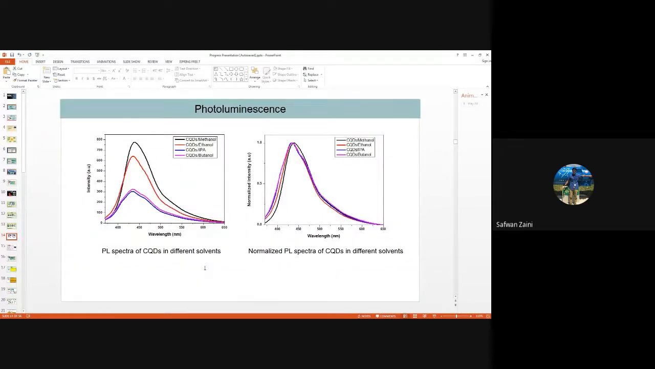So here is the photoluminescence, PL, of the carbon quantum dot. As you can see here, there is a different intensity of the photoluminescence when we disperse in the 4 solvents. But unfortunately, for PL peak energy, there is no change when we normalize the PL spectra of carbon dots in the 4 types of solvents: methanol, ethanol, IP, and butanol.